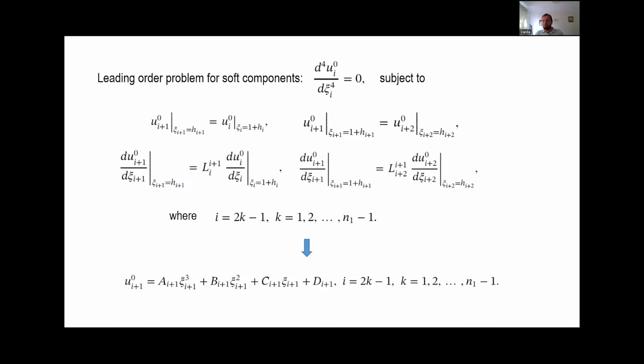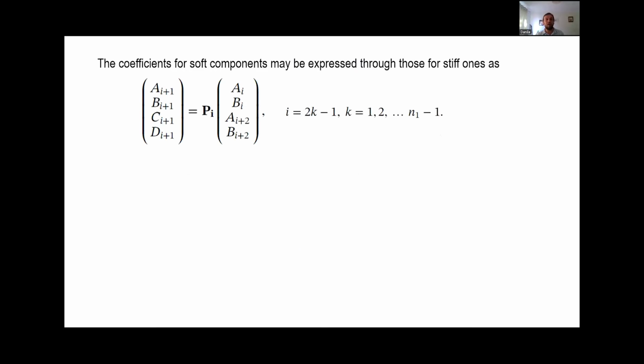I'm not showing the procedure for how to find it here, but it's certainly possible. As a result, we have a usual cubic polynomial with some constants, and these constants are all expressed in terms of the components of the rigid body motions. If we wanted to arrange them in a matrix relation, we could do it something like that. Basically, our approach is to express all of these coefficients related to soft components through the ones related to stiff ones, which were associated with rigid body motions.